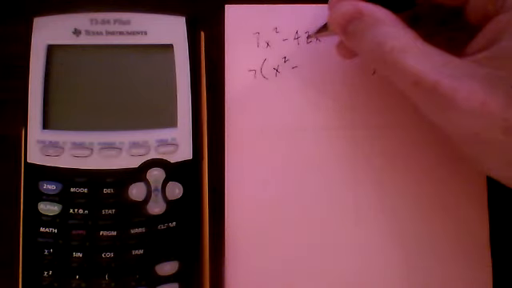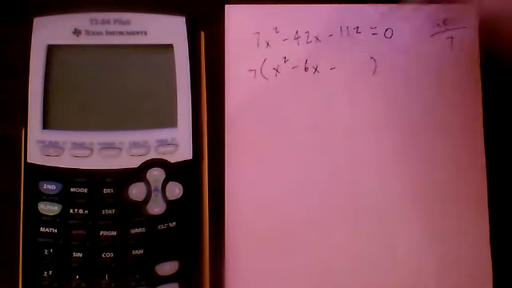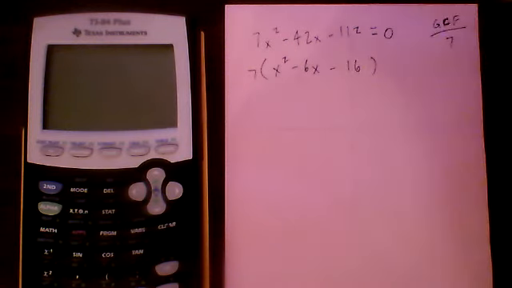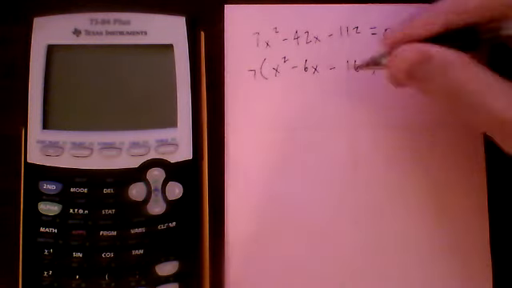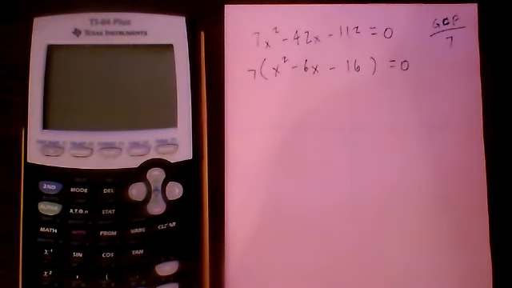So 7 divided by 7 is 1. So we've just got x squared there. 42 divided by 7 is 6. And then 112 divided by 7 is 16. Okay, and so we've got a much simpler expression inside this parenthesis to work with. Now we're going to continue factoring.